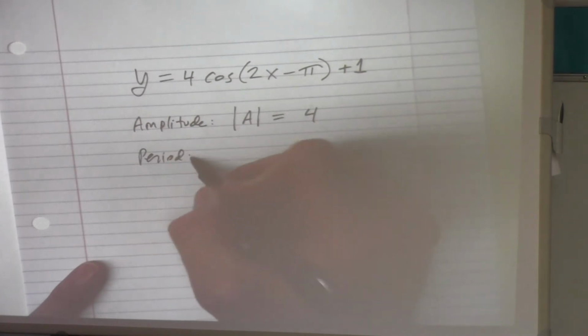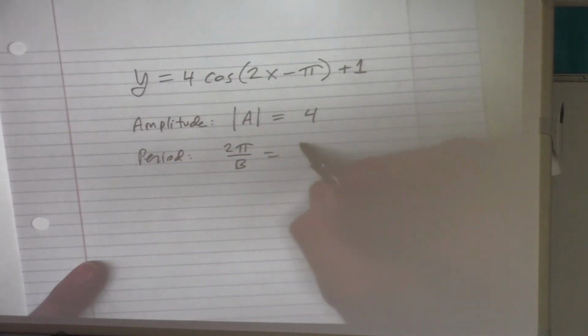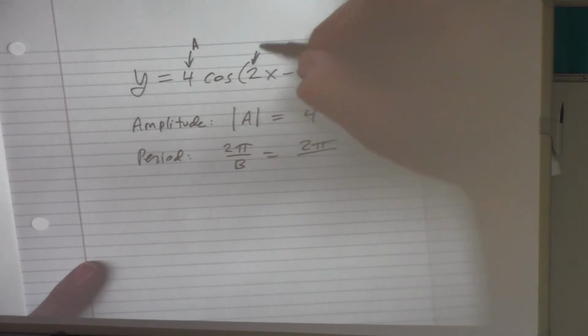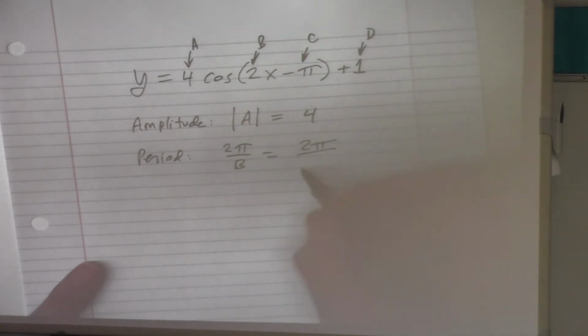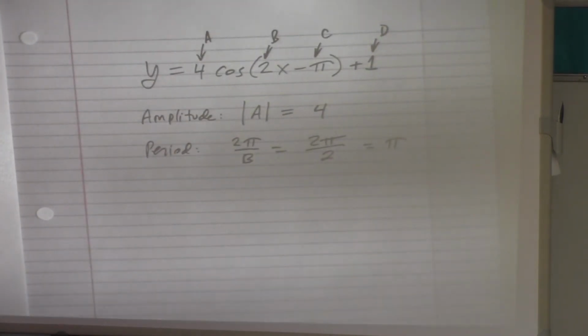Period. The period is 2 pi over b. Well, that's 2 pi over, this is what's in the b position. In fact, I'll write these out. A, B, C, D. Okay? And then that's 2 pi over 2. That means the period is pi. What that's going to mean is it's going to be compressed into a smaller thing.